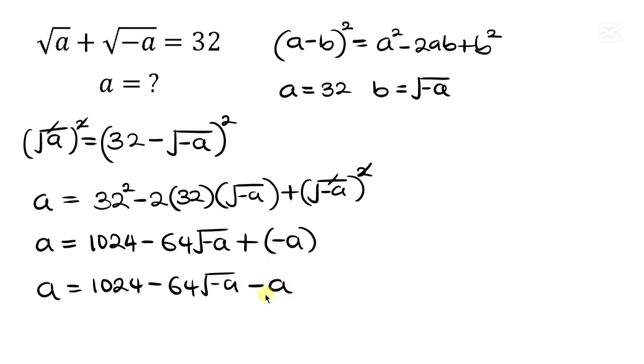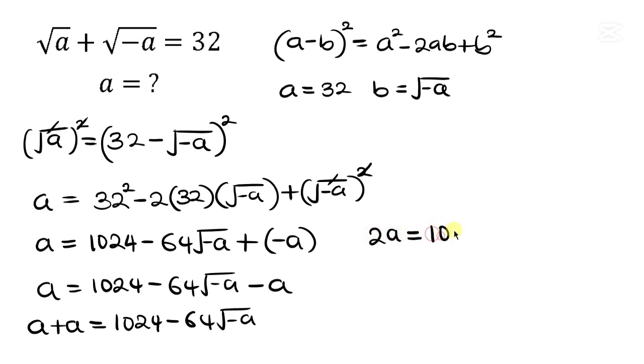Our next step will be for us to move negative a to the left hand side so that we have a plus a. Since negative a crosses to the left, it becomes positive a equal to 1024 minus 64 root negative a. So a plus a gives 2a to be equal to 1024 minus 64 times the square root of negative a. Our next step will be for us to factor out 2 from the right hand side.